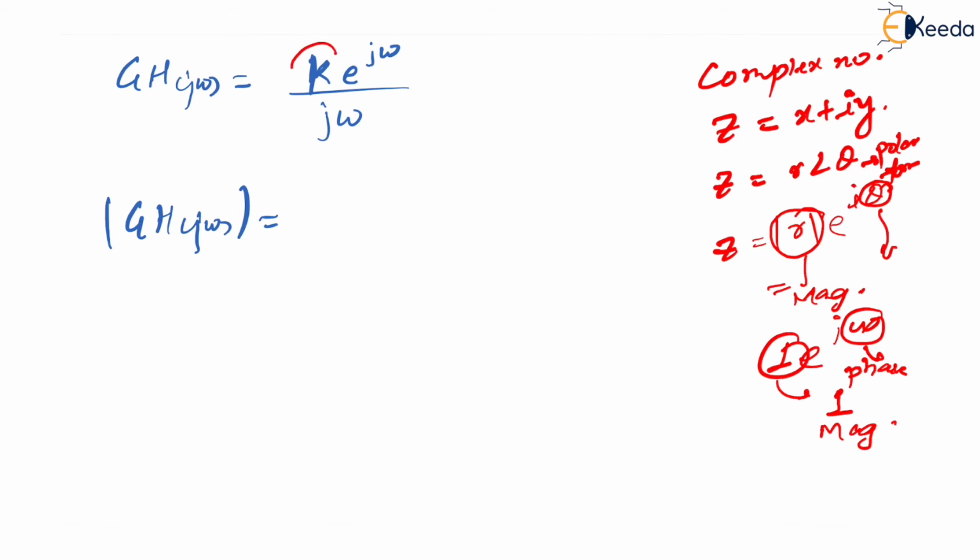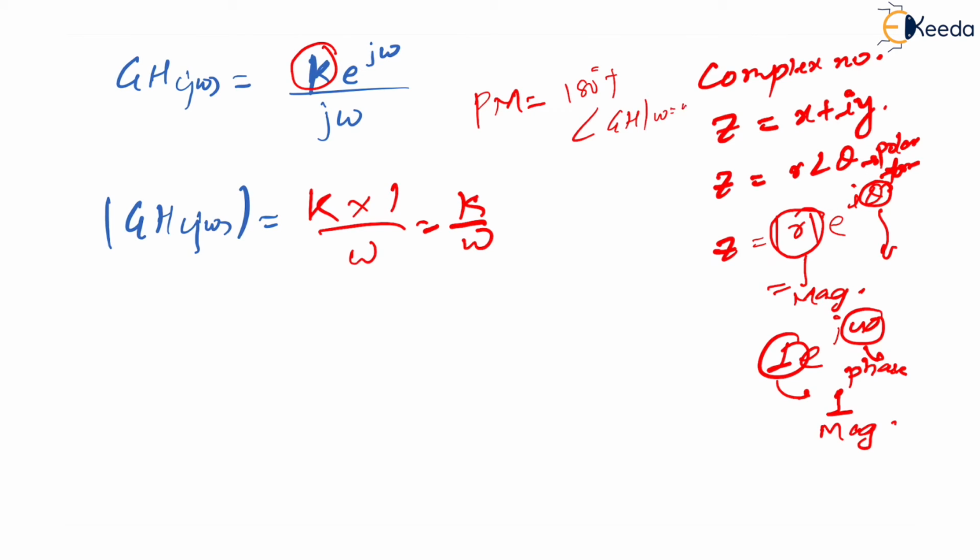Now, if you think of the magnitude of GH of j omega, definitely you will have k into 1 upon j omega, and the magnitude of j omega is nothing but omega. So you get k by omega as the magnitude, correct? Now, we want PM, which means we need omega GC, because we know the formula for PM. PM is nothing but 180 degrees plus angle of GH at omega equal to omega GC, correct?